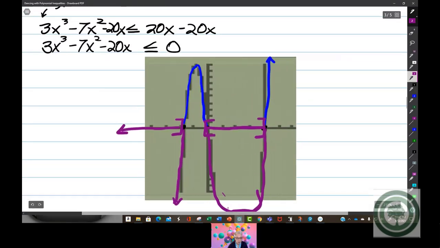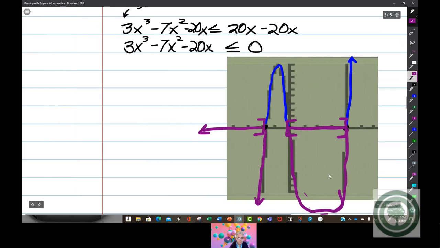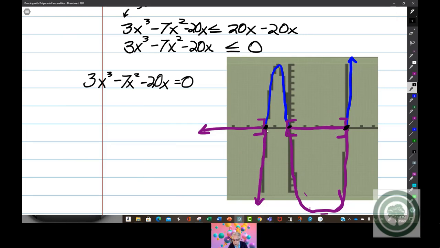So, why don't I come over here? Right. We're going to work on 3x to the third minus 7x squared minus 20x equals 0. Okay, to find this point, and this point. I could take a guess. How about negative 2, 0, and 1, 2, 3, 4, 4, maybe? But that's not good enough. I've got to know.